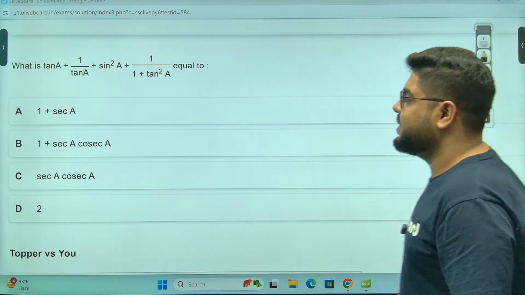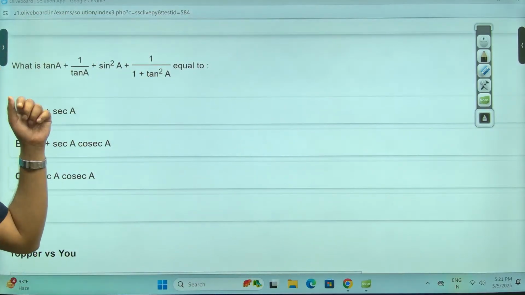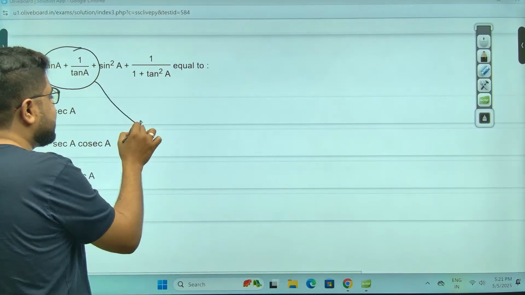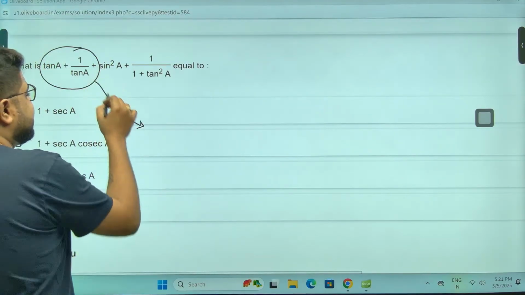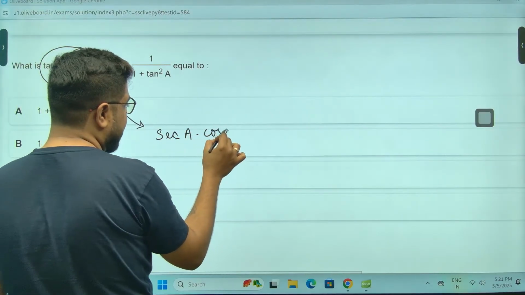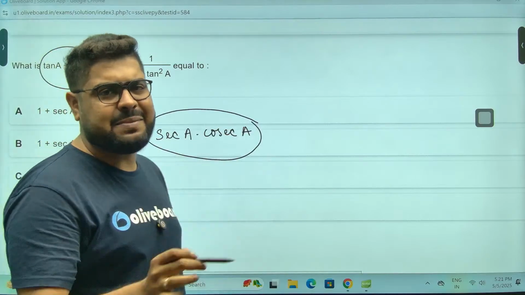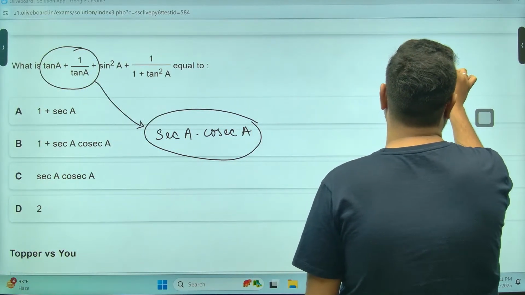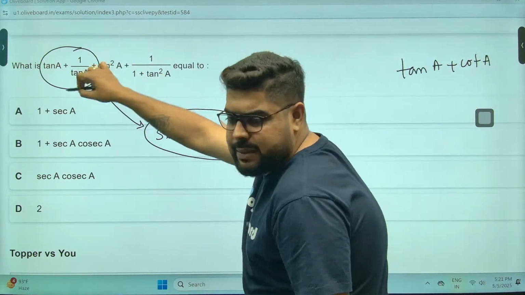Sir, this one. Tan A plus this, sine square A plus this. Let's see, sir. Anyone who has done some good level of preparation will say this is sec A into cosec A. I've shown you this multiple times. So tan A plus cot A can be written as this. 1 by tan A means cot A.